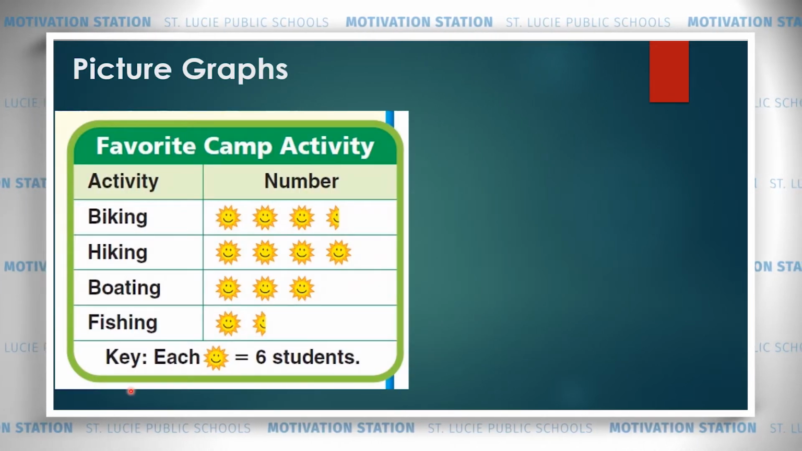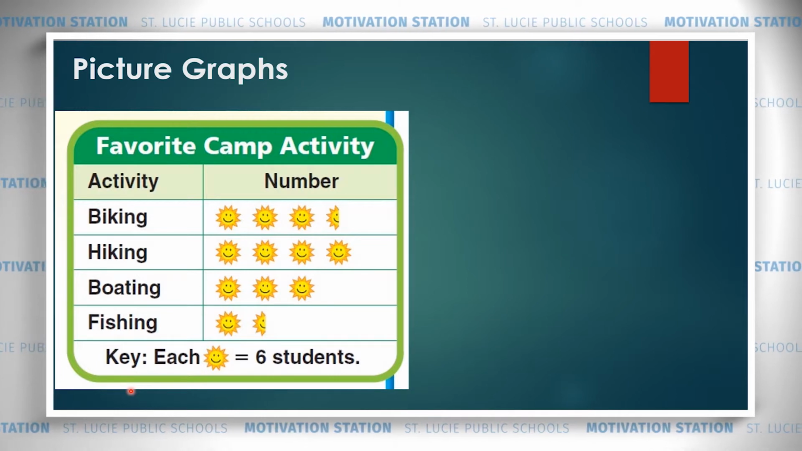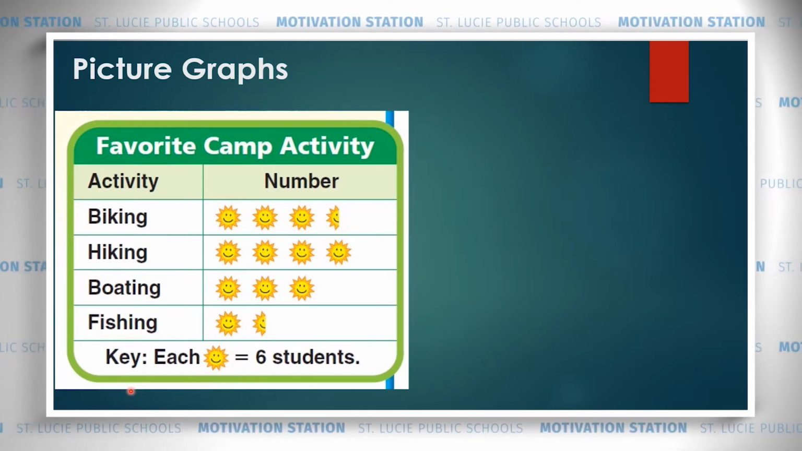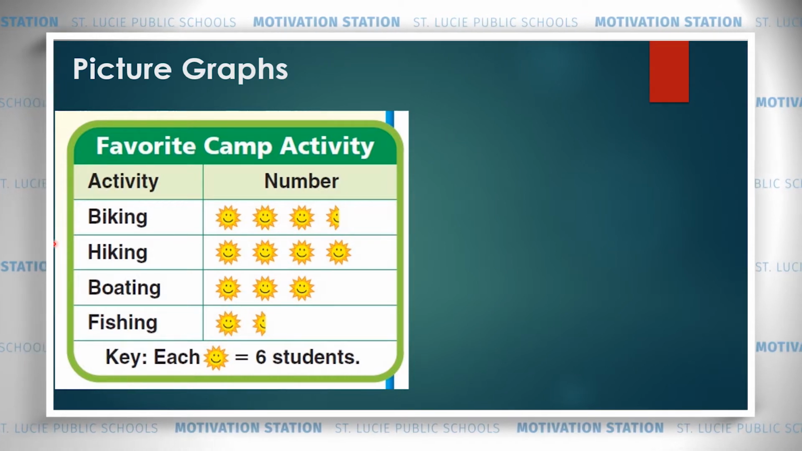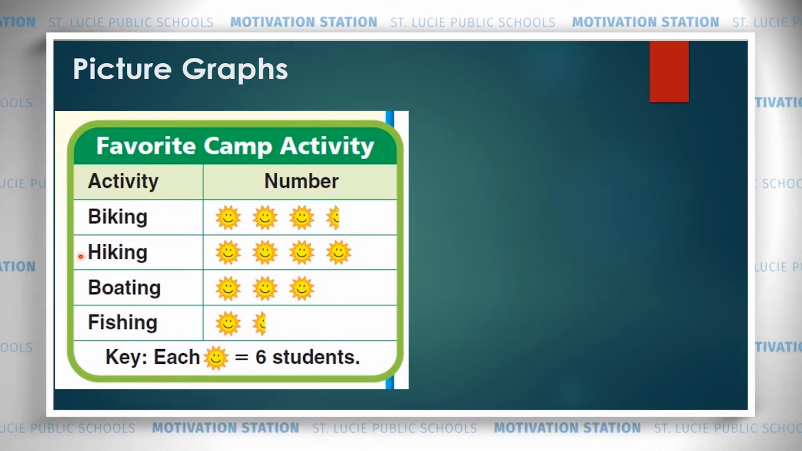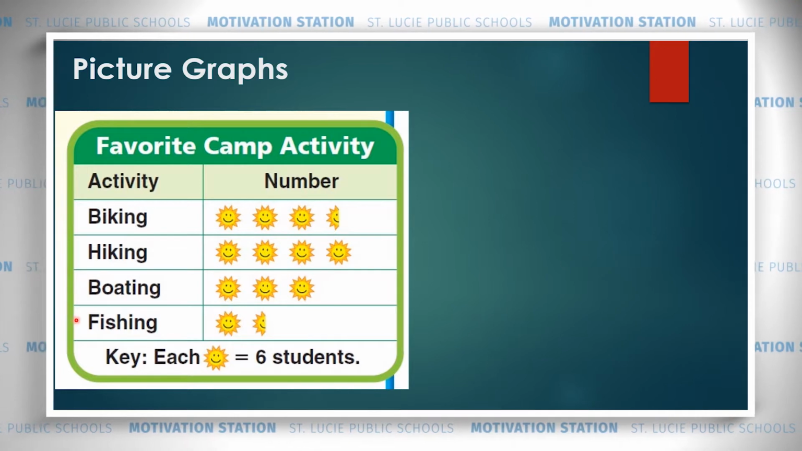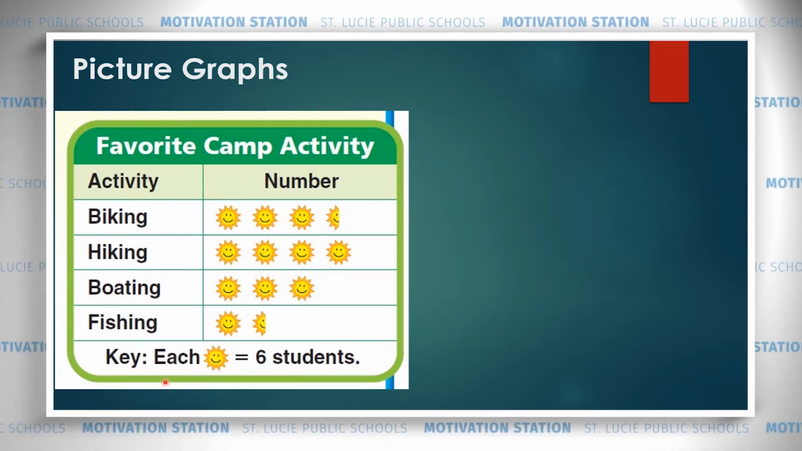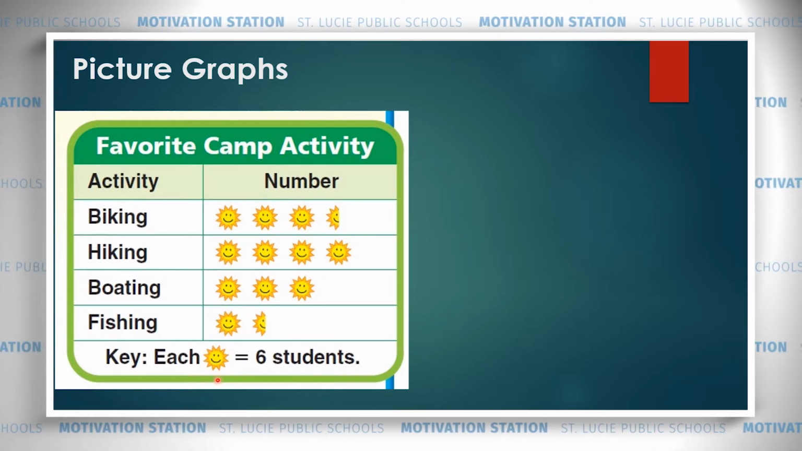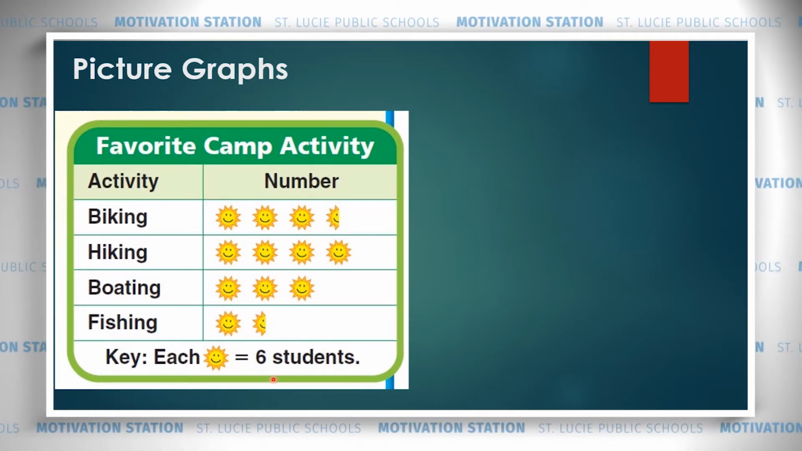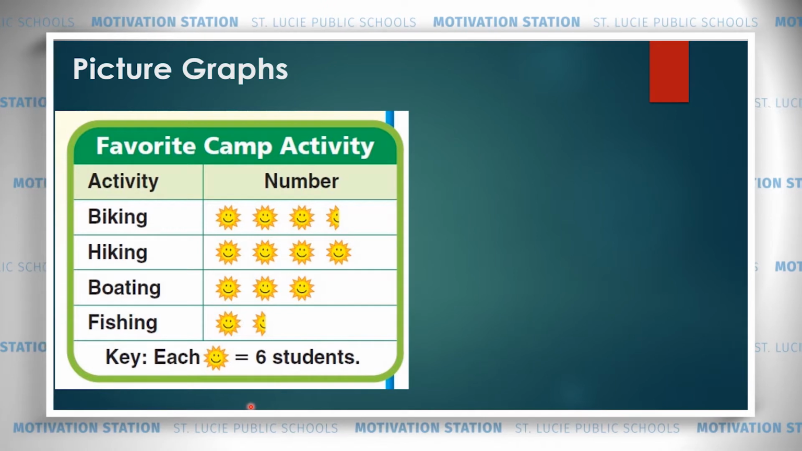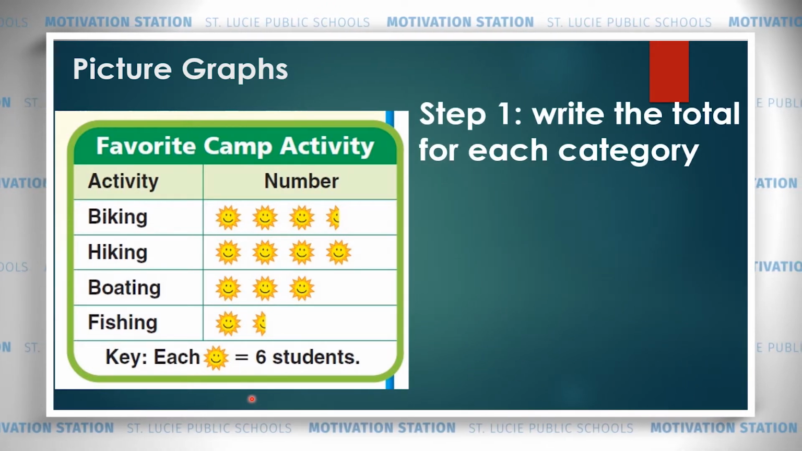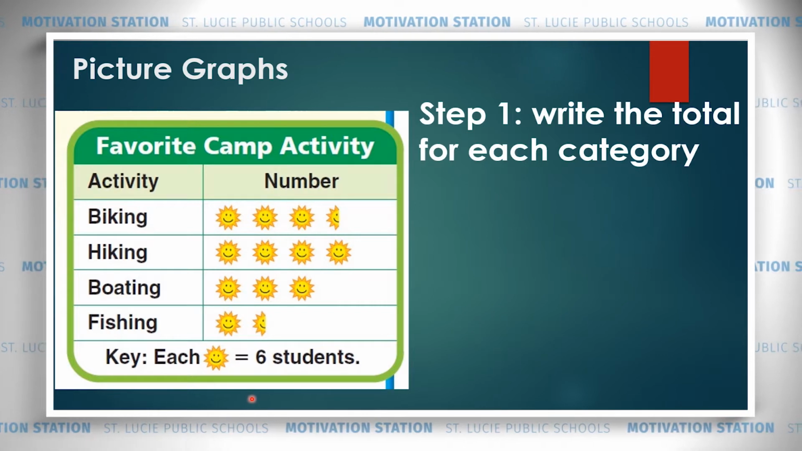Let's take a look at this picture graph. Students were asked what their favorite camping activity is. They got to choose from biking, hiking, boating, and fishing. If we take a look at the key, we can see that each whole sunshine equals 6 students. If you remember, we wanted you to write the total of each category at the end of the row.